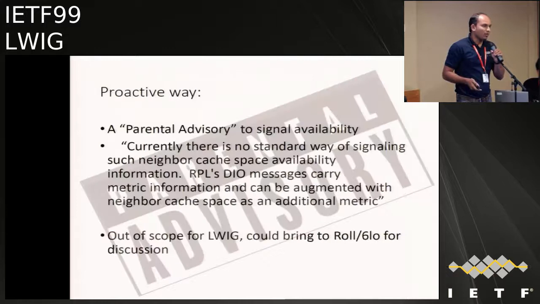So in a way, what we want is the parent node to signal in some form to the child node saying that I still have table space available. Now, 6TiSCH does this. There's enhanced beacons which has this bit which says that I'm still the join proxy, I'm still the router, you can connect through me. But this kind of information is missing in RPL, and I feel it might be useful there as well. So this is what I mean by the proactive way.